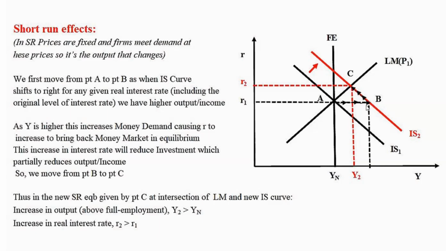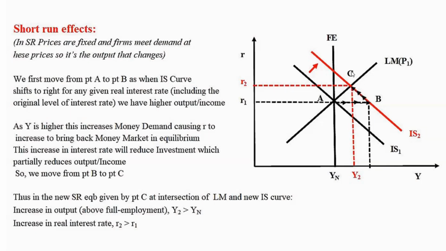So now, as we have higher output or income, this increases money demand, which causes the interest rate to increase. And as a result of this, this reduces investment, and this will partially reduce output or income. So we move from point B to point C. So in the short run, we started at point A, then we move to point B, and then to point C, which is our new short-run equilibrium.